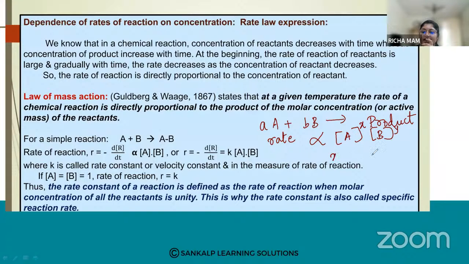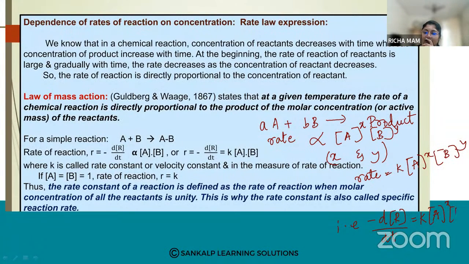What are x and y? X and y may or may not be equal to the stoichiometric coefficients of A and B. So rate will be given as k into [A] raised to x and [B] raised to y. That is, minus d[R]/dt is equal to k[A]^x[B]^y. This is the rate equation, and it is called the differential rate equation.